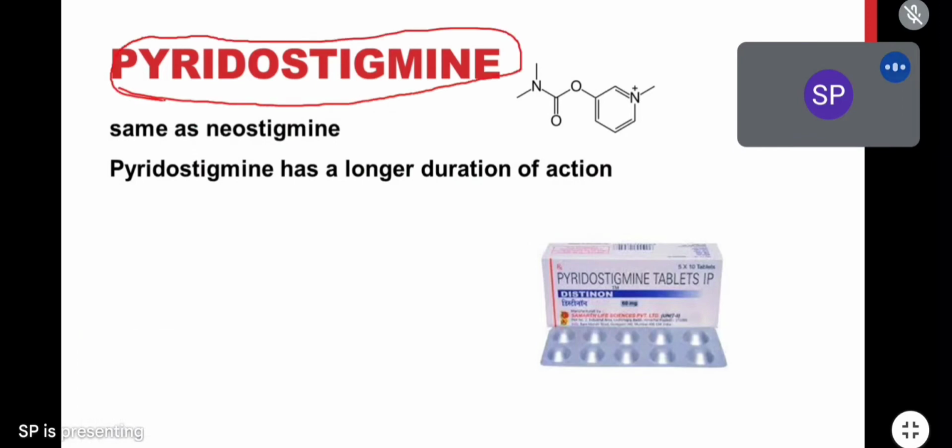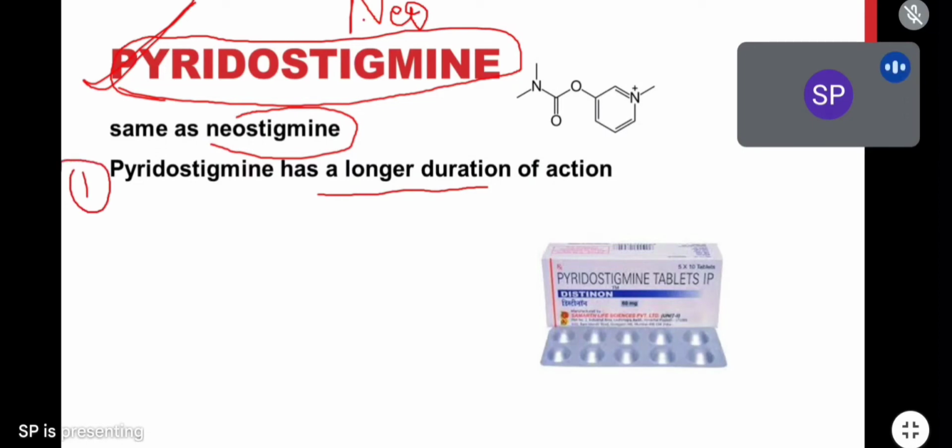Pyridostigmine is superior to neostigmine. Actually, we were thinking neostigmine is better than physostigmine, right? But even more than neostigmine, pyridostigmine is a very effective drug. It has the same actions as neostigmine, but a slightly longer duration of action. Number one advantage: what is the advantage of pyridostigmine over neostigmine?